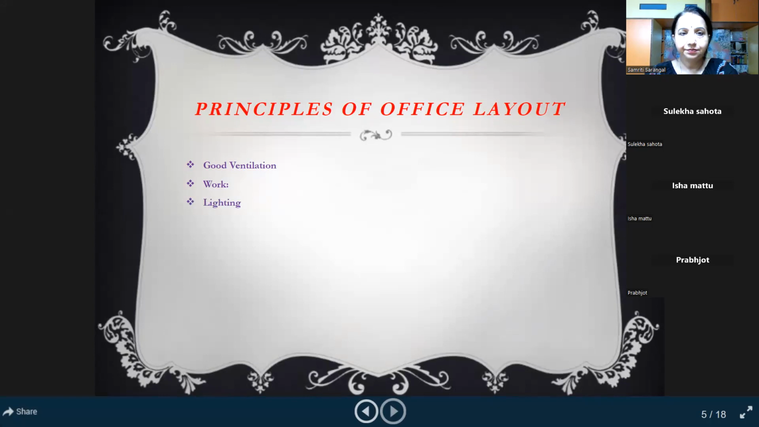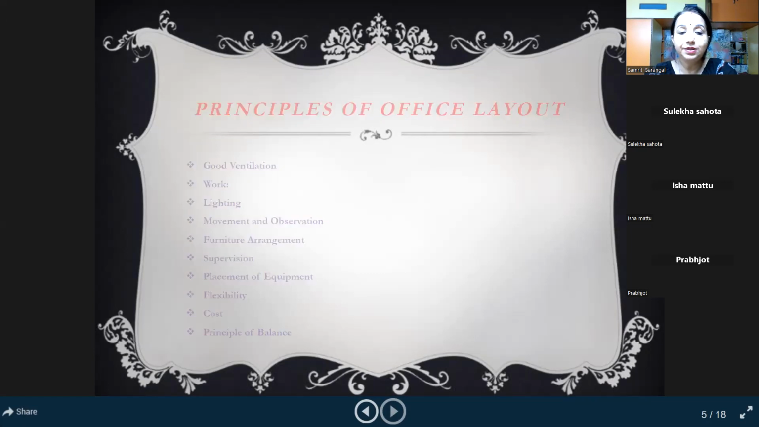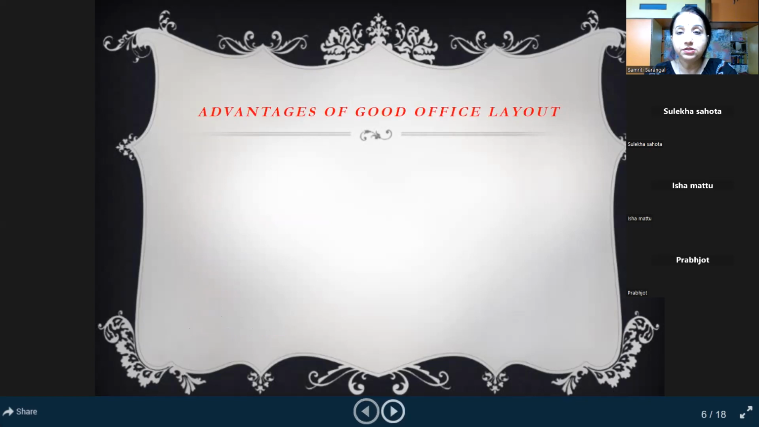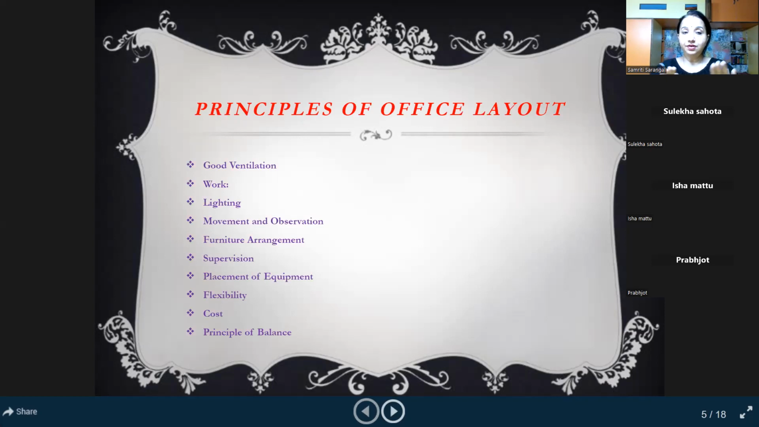Good ventilation, lighting, movement, observation, furniture arrangement, supervision, proper placement of all the equipment in your offices, flexibility should be there, whatever the cost should be minimized, principles of balance should be there. So all these points are very, very important when you are creating an office.